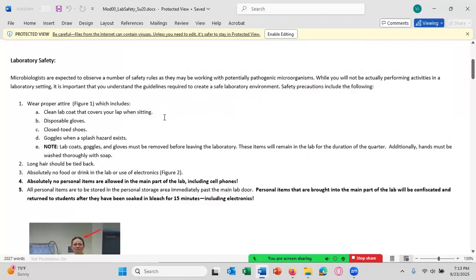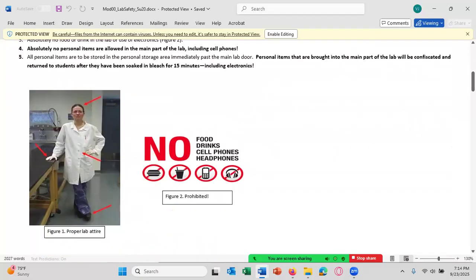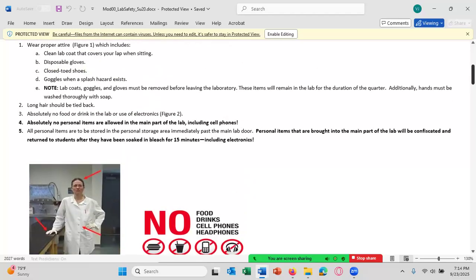Safety precautions include wearing a clean lab coat that covers your lap when sitting, meaning it's buttoned, disposable gloves, closed-toed shoes, I'm trying to point to them, and goggles when there's a splash hazard. I'm not sure if this individual is wearing their own glasses in the lab to see, or if they have goggles on. You only need to wear goggles when there is a splash hazard. Most of the time in microbiology, there is not a splash hazard.